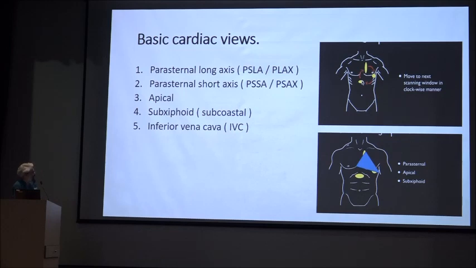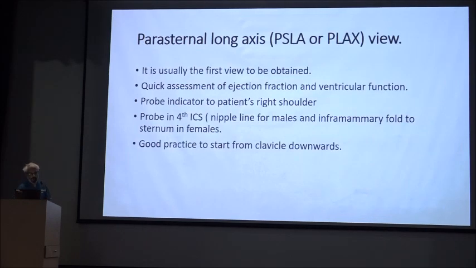In the parasternal view, we have 2 views: parasternal long axis and parasternal short axis. The long axis is commonly known as the Plax view. Another is the short axis view. The other is the apical view. Then for the subxiphoid view, we can have the subxiphoid subcostal view and the inferior vena cava view. Now coming on to the first view, which is the most commonly used view.